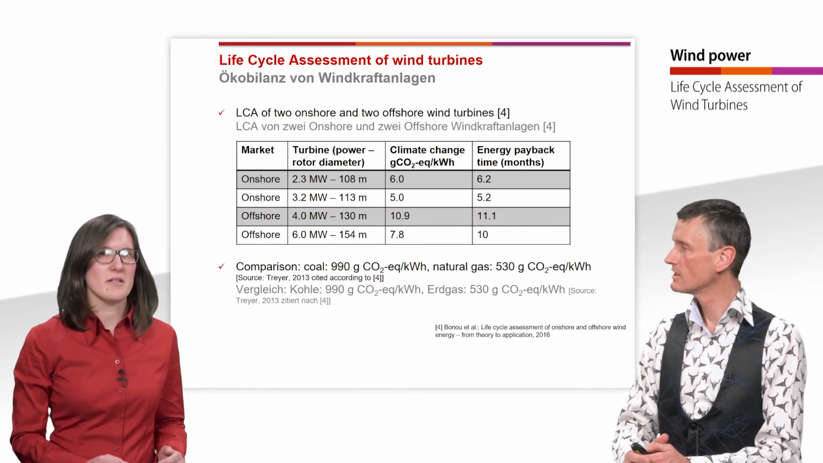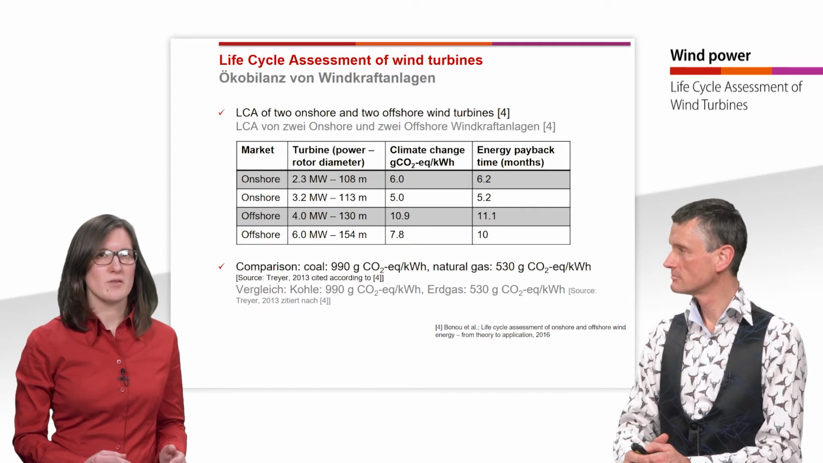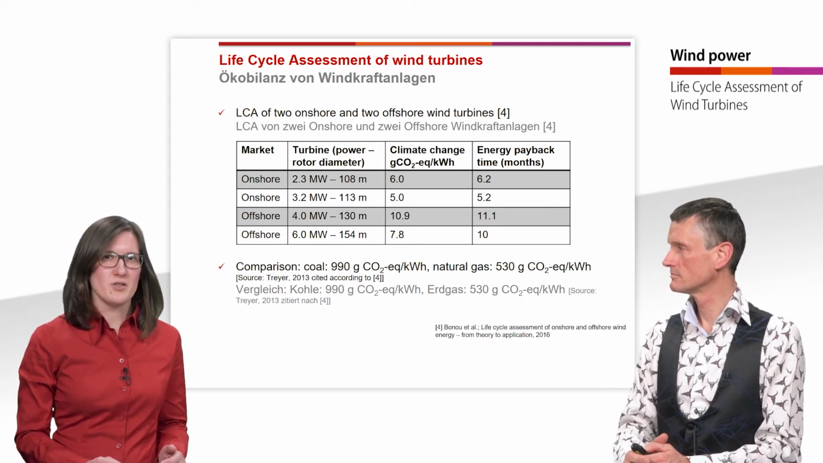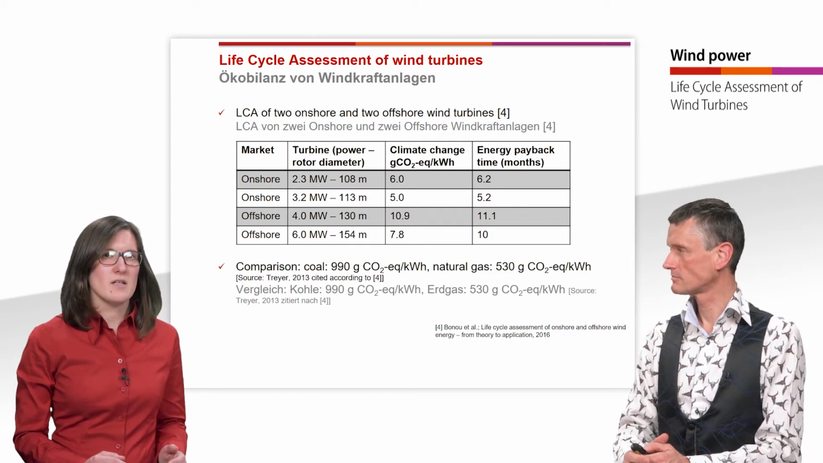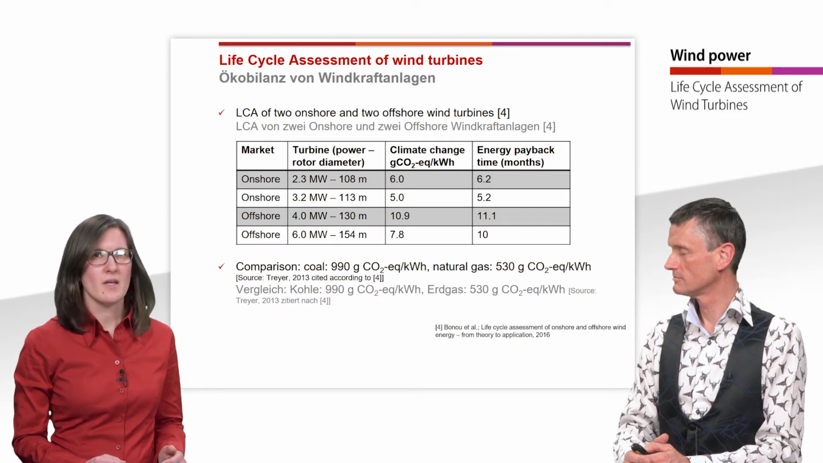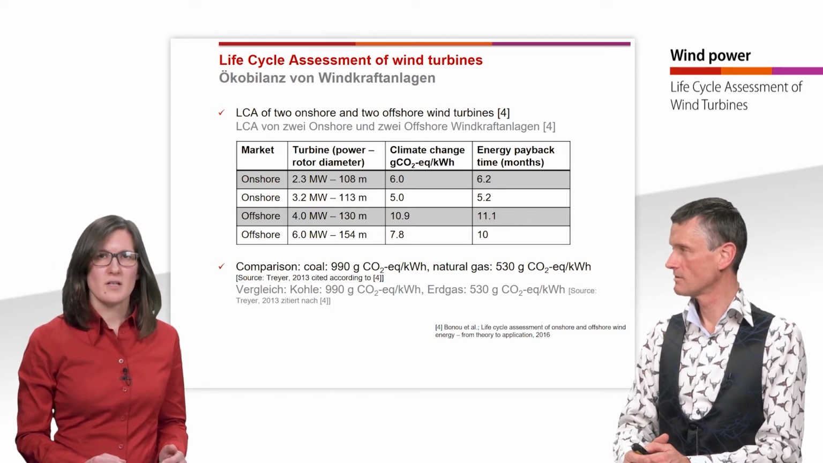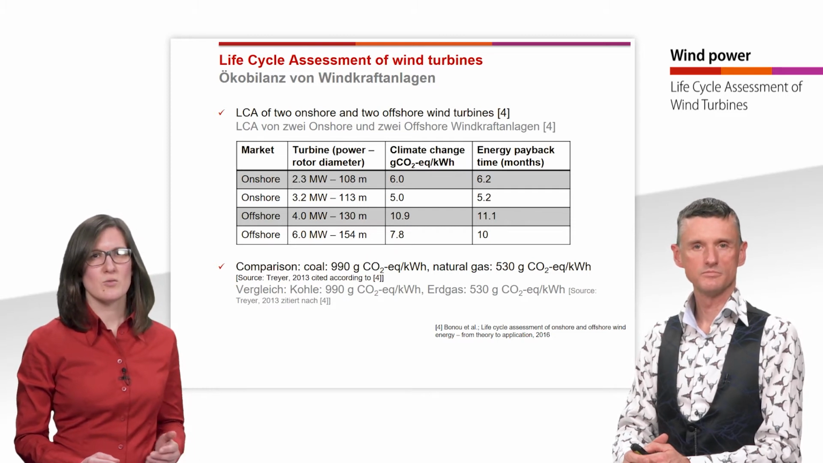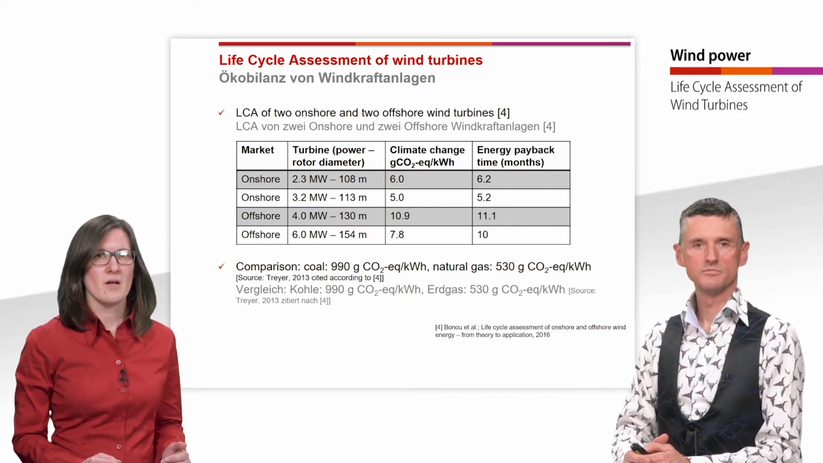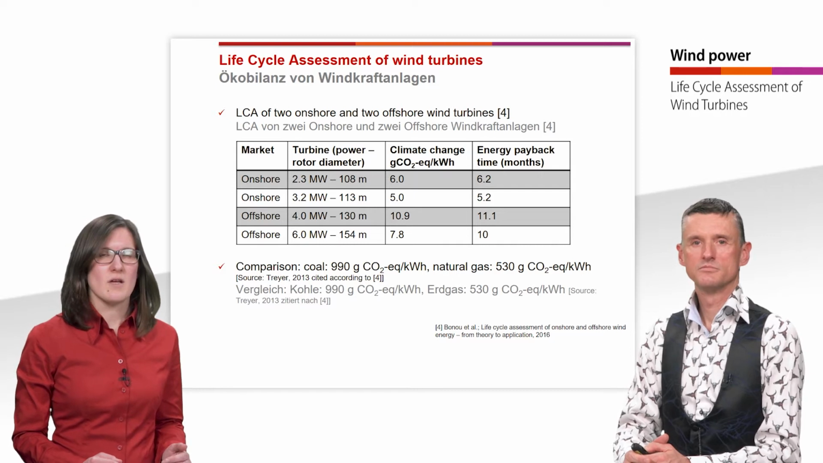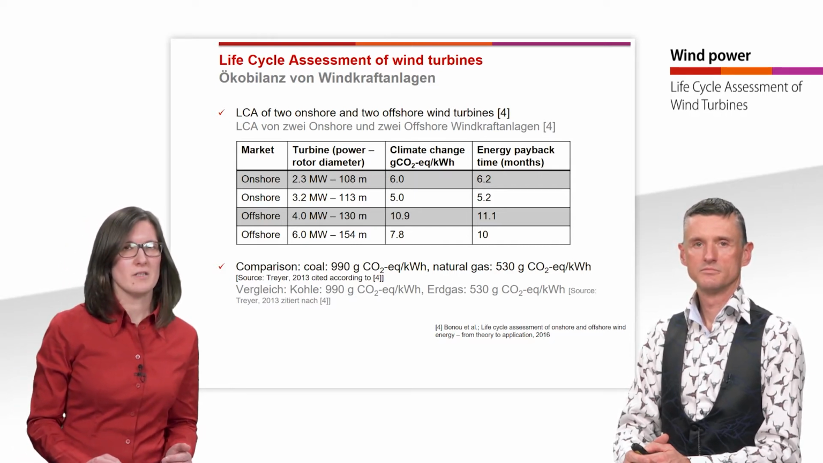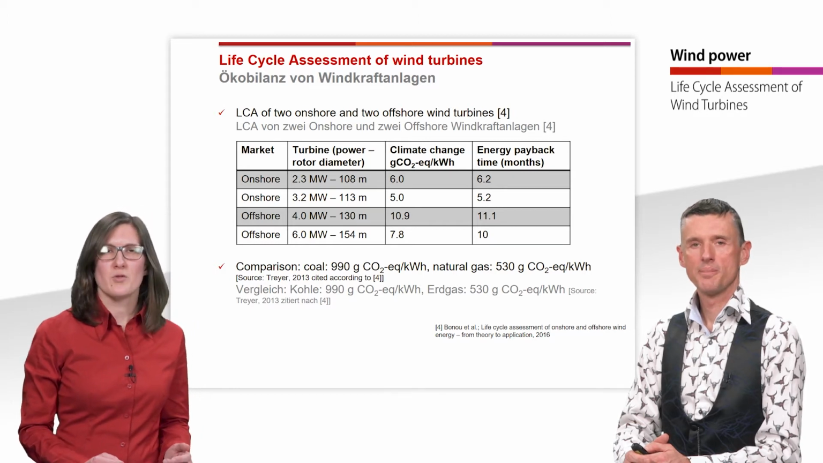Here I want to present a study of a life cycle assessment of 2 onshore and 2 offshore wind energy plants. The functional unit of these studies is the production of 1 kilowatt-hour electricity. And the system boundary includes all wind power plant components from power station to distribution wiring. This table here shows that between 5 and 11 gram CO2 equivalent per kilowatt-hour are produced.